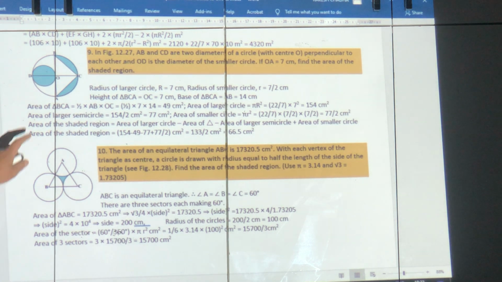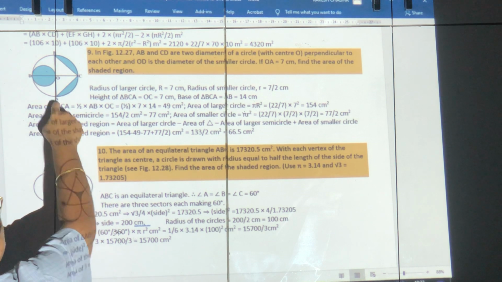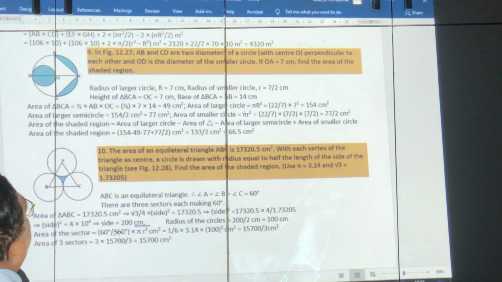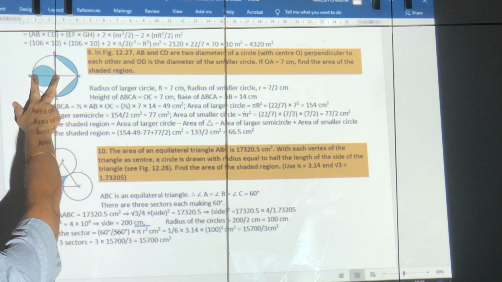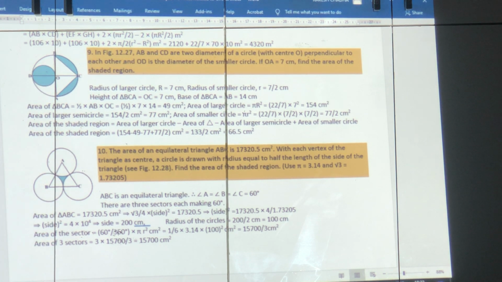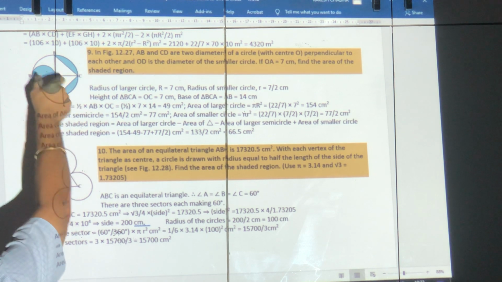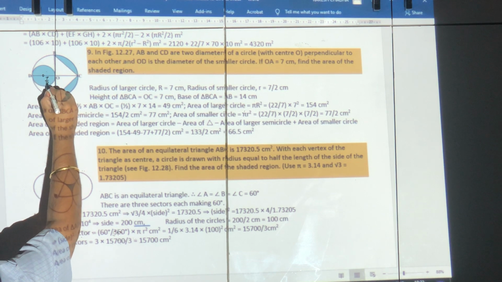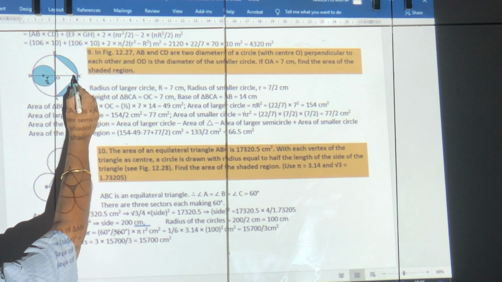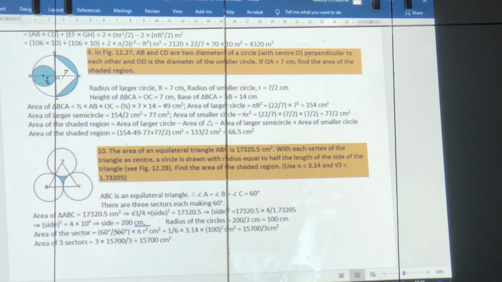Now in this diagram, 2 diameters are there, AB and CD. They are perpendicular to each other, very nice. OD is the diameter of the smaller circle. So the radius of the bigger circle is the diameter of the smaller circle. OA is 7, my friends. OA is equal to OD. So basically the radius here is 7 by 2 and this is 7, this is 7. The radius here is 7 in the simple case. There was no great thing.